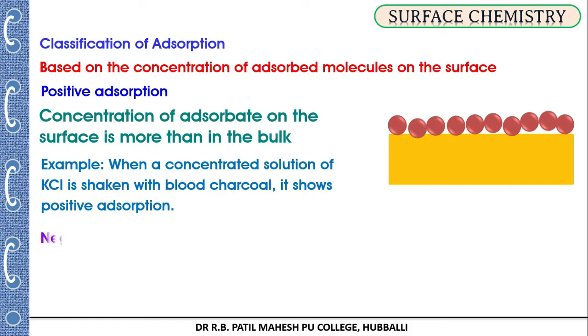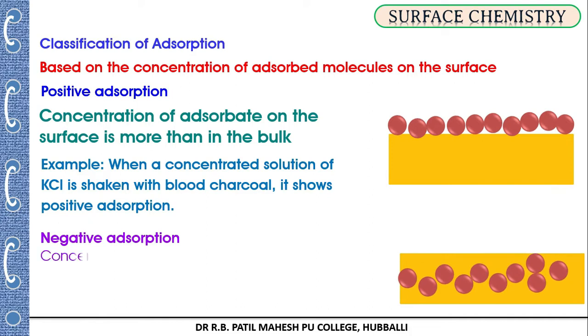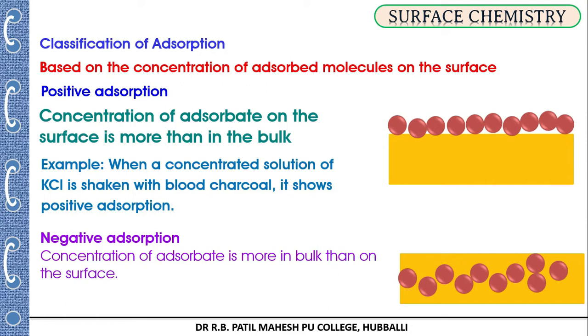In the case of negative adsorption, exactly reverse is going to happen. It means concentration of adsorbate is going to be more in the bulk or throughout the body rather than on the surface. So what happens in negative adsorption? Concentration of adsorbate is going to be more in the bulk than on the surface.